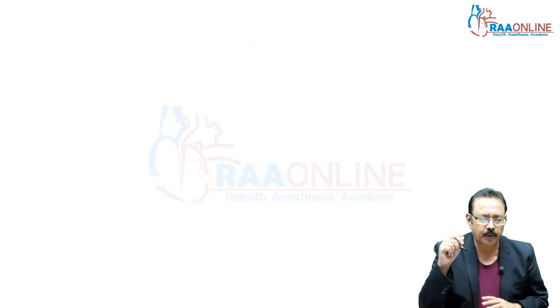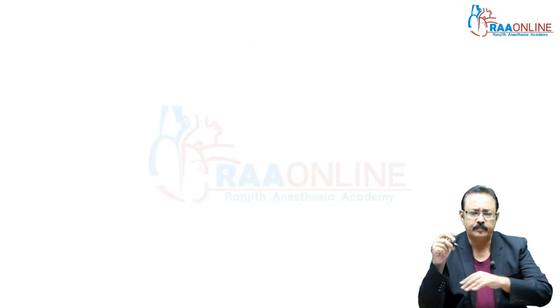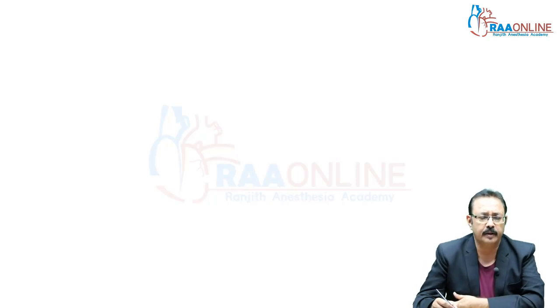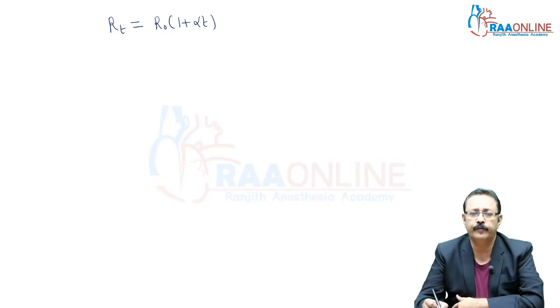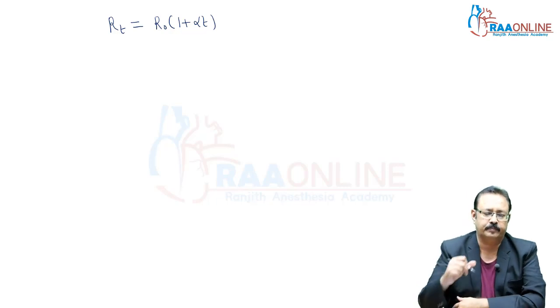So it was all about resistance, and the temperature effect on resistance is very simple. If you increase the temperature, the number of collisions will increase, so resistance will increase. R_T is equal to R_0 into (1 plus alpha T). Alpha is the temperature coefficient of resistance.